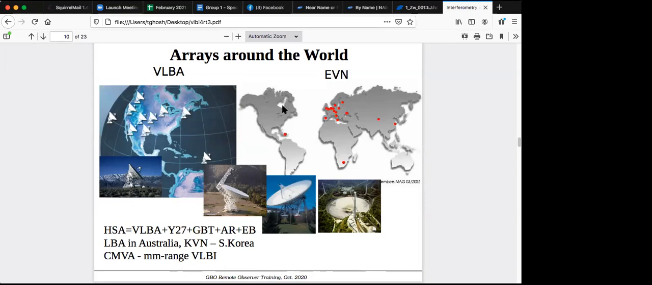Then these are astronomy VLBI. There's also geodetic use of VLBI. I'm not going into that at all. There's a standard global geodetic array, whose operation center is in Haystack, Massachusetts. So that's a very active group as well.